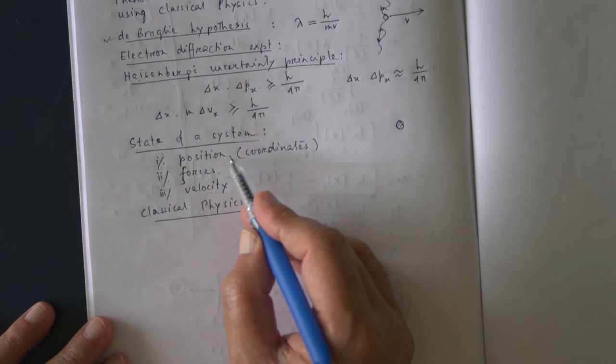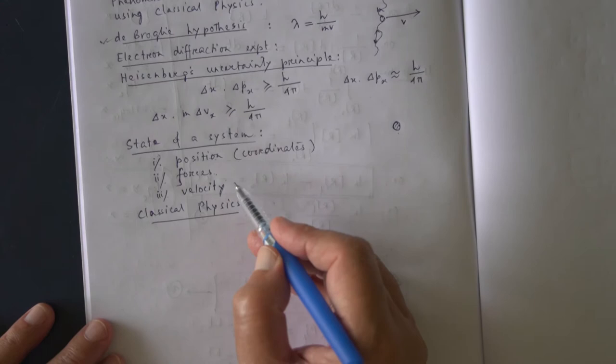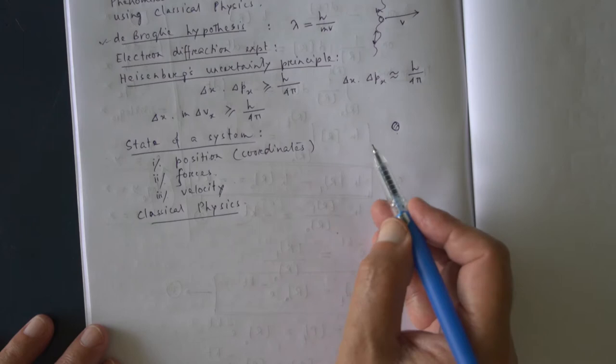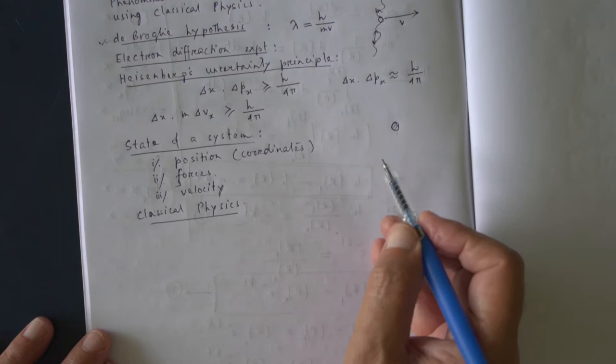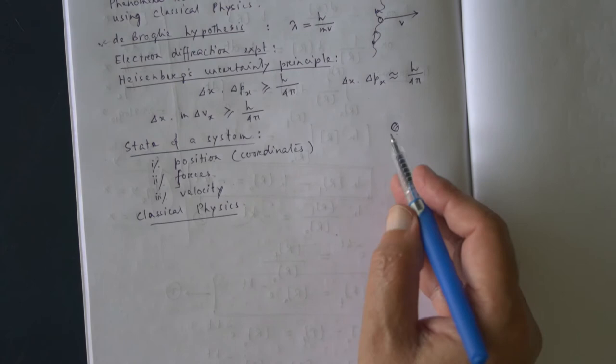Now, if we know the present state of the classical particle, we can predict what will be the state after some time. We can predict that because we have so many laws in physics, you know, Newtonian physics. So using those laws, we can predict.